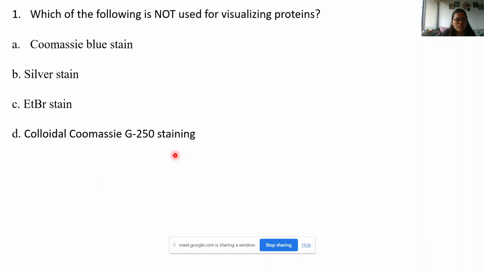Ma'am, are you presenting the questions? Yes, I'm presenting a question. Question one, which of the following is not used for visualizing proteins? You're not able to see this? No, just a black screen is popping up. Is that a problem with everyone? Yes, ma'am, the screen is not visible. Okay, I'll stop sharing and maybe do it again.